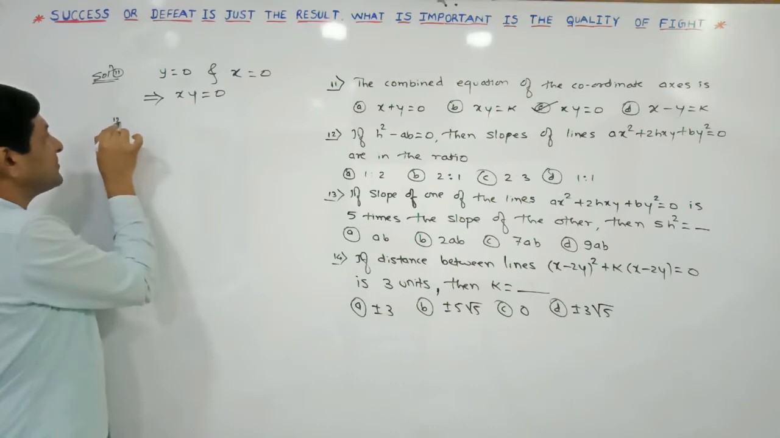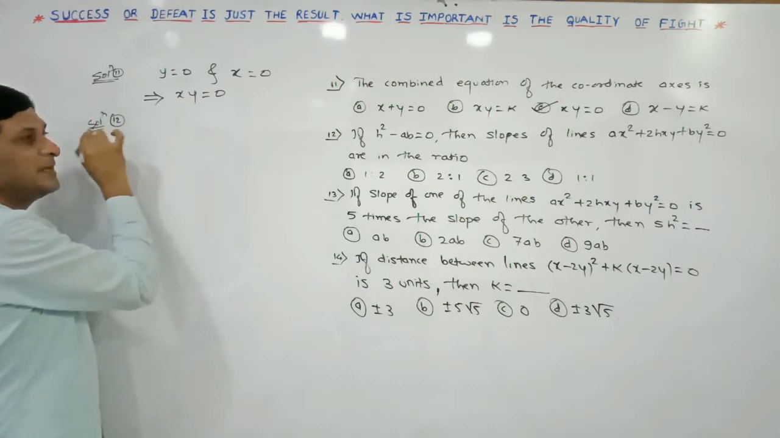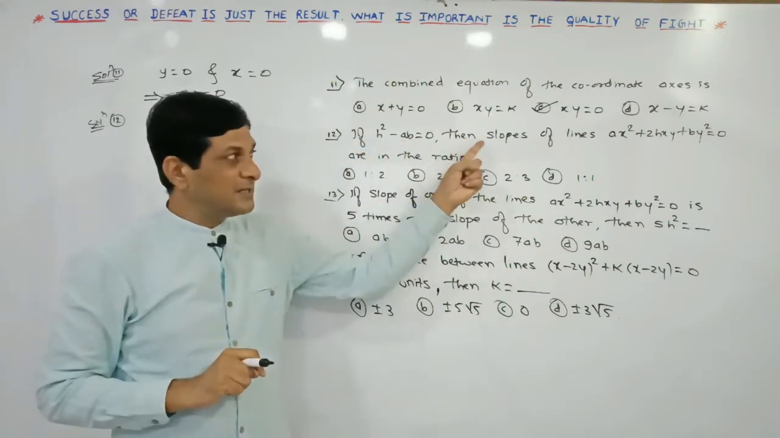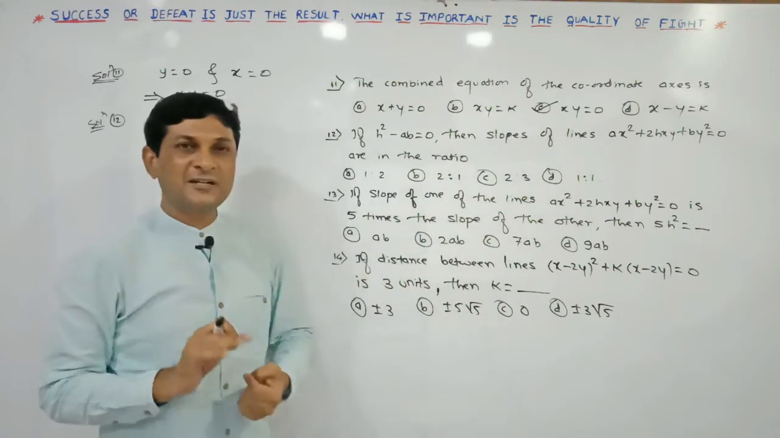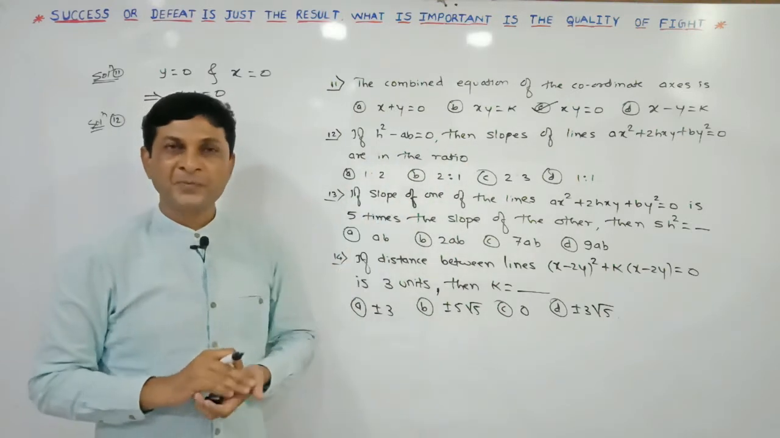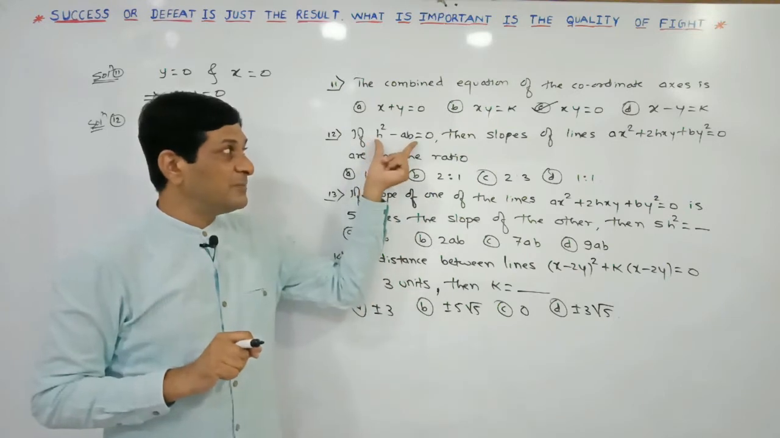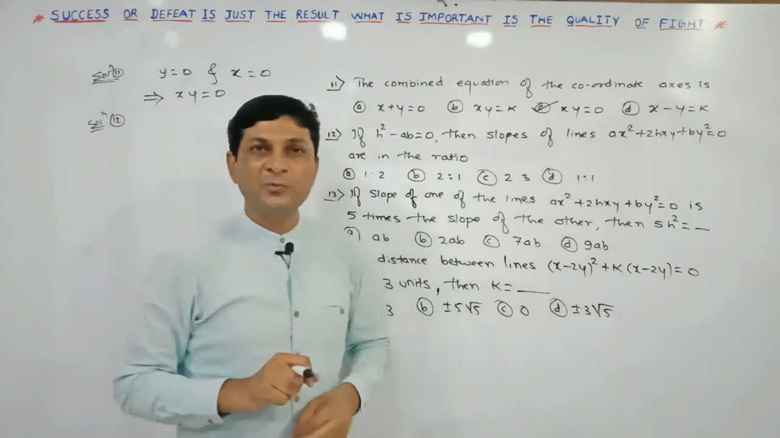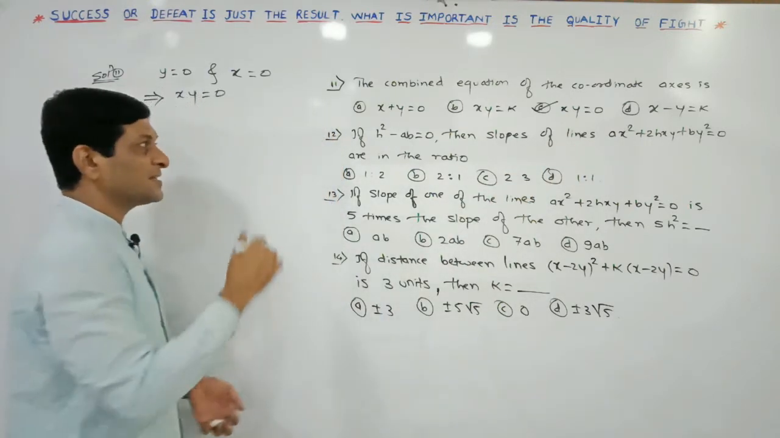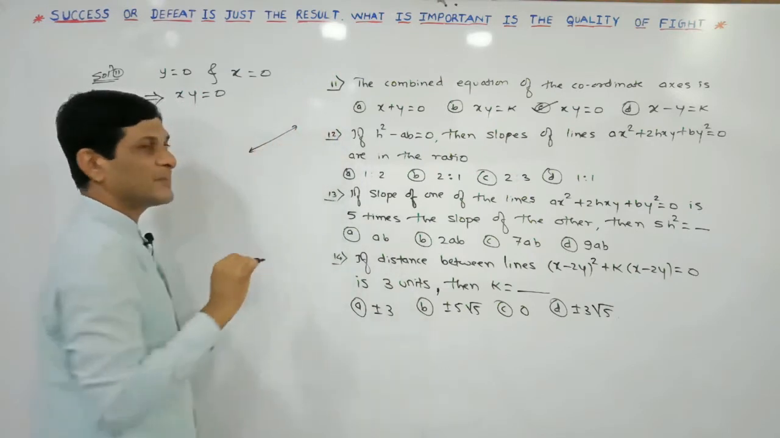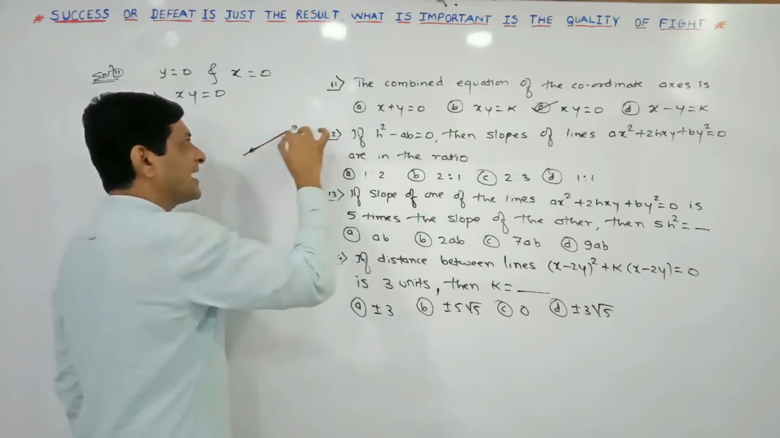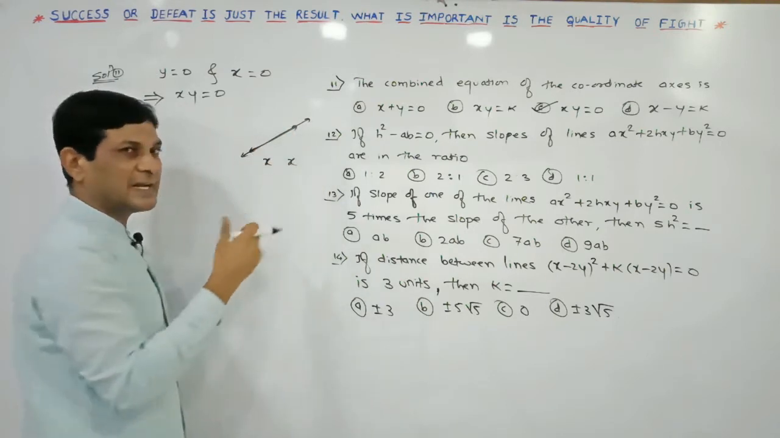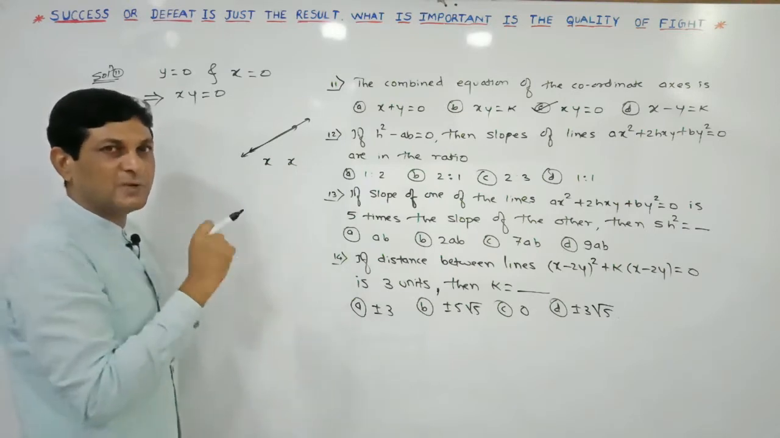Now let us see example number 12. In this case it is given that if h² - ab = 0, then the slopes of the lines represented by the homogeneous equation are in the ratio? We know that if the condition h² - ab = 0 is satisfied, at that time the lines represented by this homogeneous equation are coincident. So let us suppose this is the first line represented by this homogeneous equation, then the second line coincides with this line. Meaning if the slope of the first line is x, then definitely the slope of the second line is also what? x, because these two lines are coincident lines.